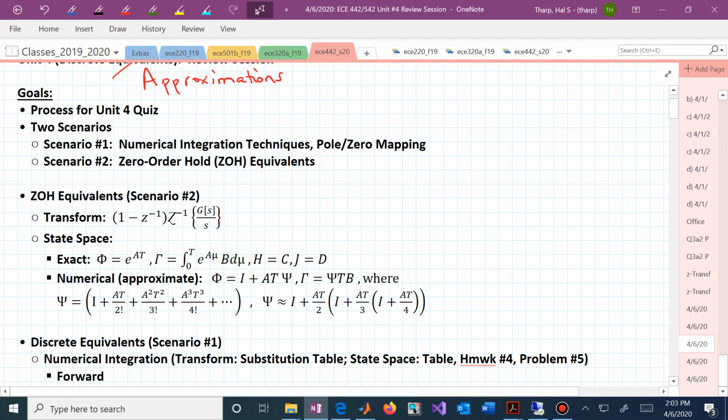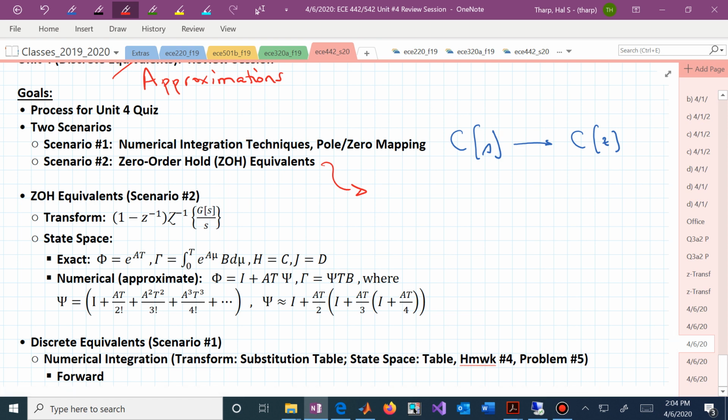In this session, we'll quickly review the process for the quizzes, and Unit 4 really is concerned with two different scenarios. Scenario number 1 deals with numerical integration techniques and pole zero mapping, and that's really where you're taking this controller or filter into its discrete equivalent or discrete approximation. And scenario number 2, and you might look at the very first lecture in this unit to review this summary or the overview.